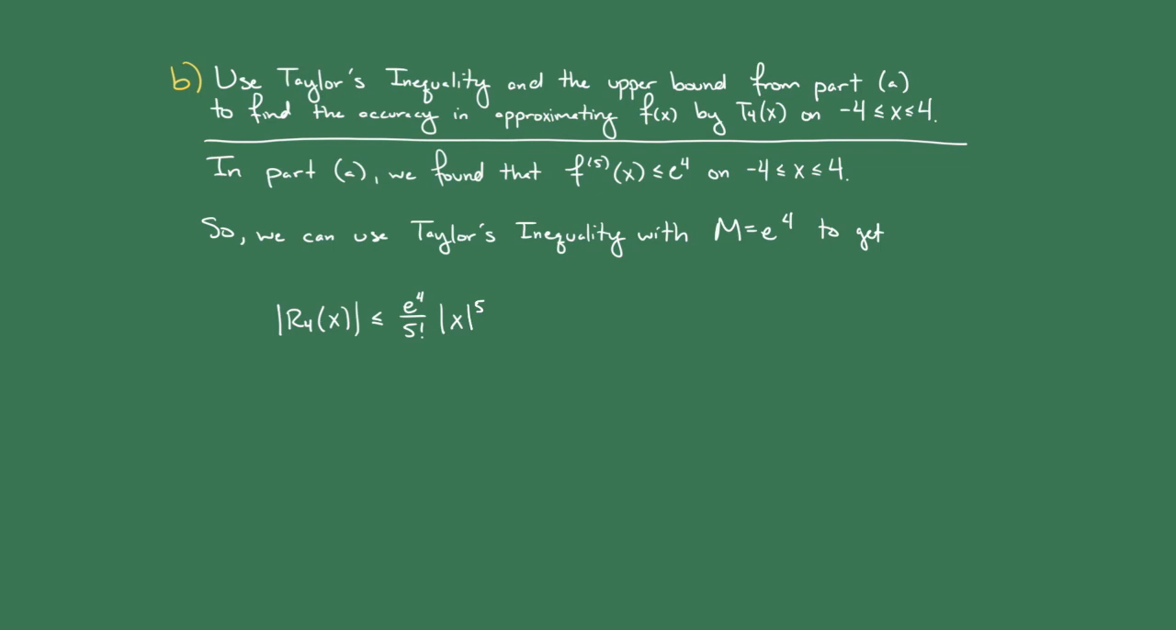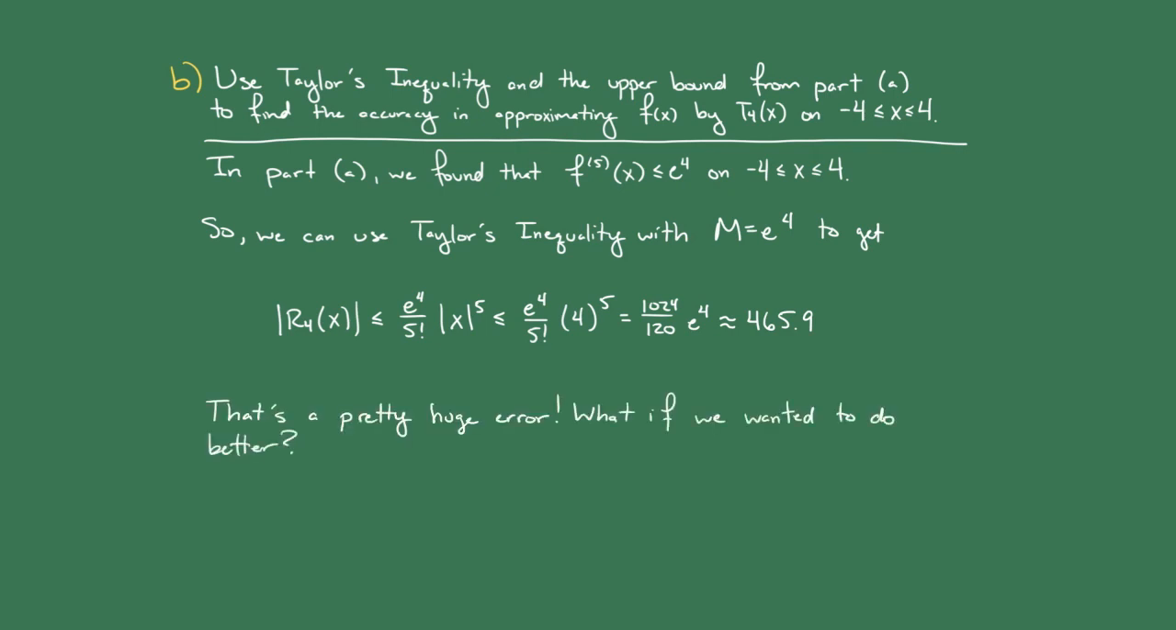But on the interval -4 to 4, the absolute value of x is bounded above by 4. Therefore, this quantity is less than or equal to e to the fourth over 5 factorial times 4 to the fifth. And if you plug this into a calculator, you'll find that this is about equal to 465.9. So that's pretty huge. So what if we wanted to do any better? Well, we'd either have to take a higher order Taylor polynomial or consider taking a shorter interval.